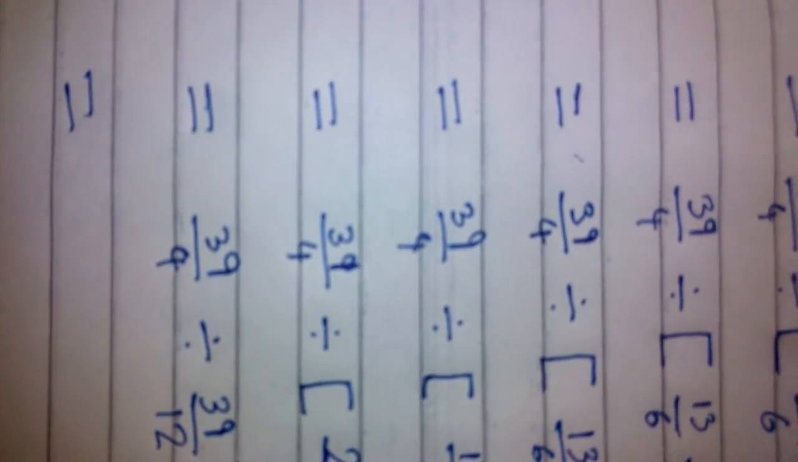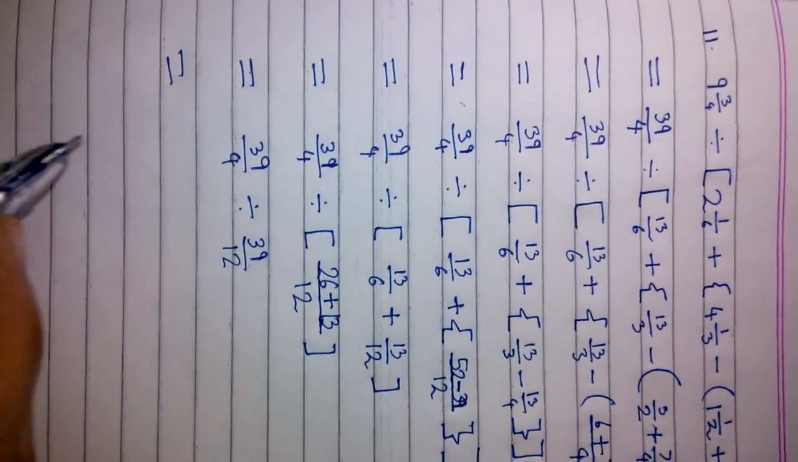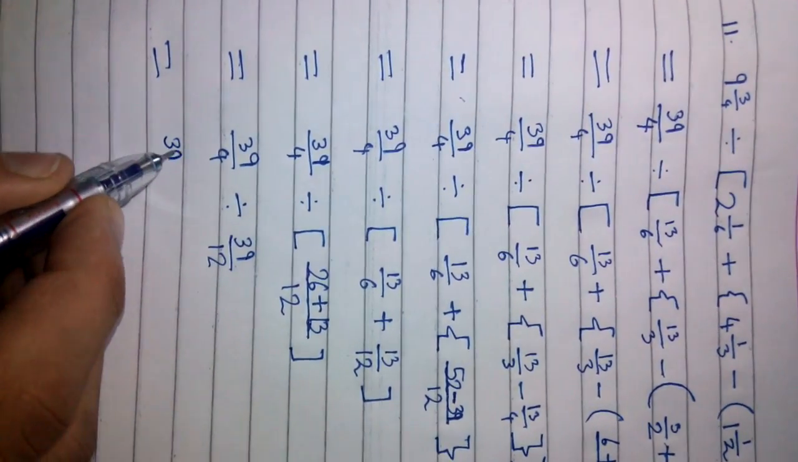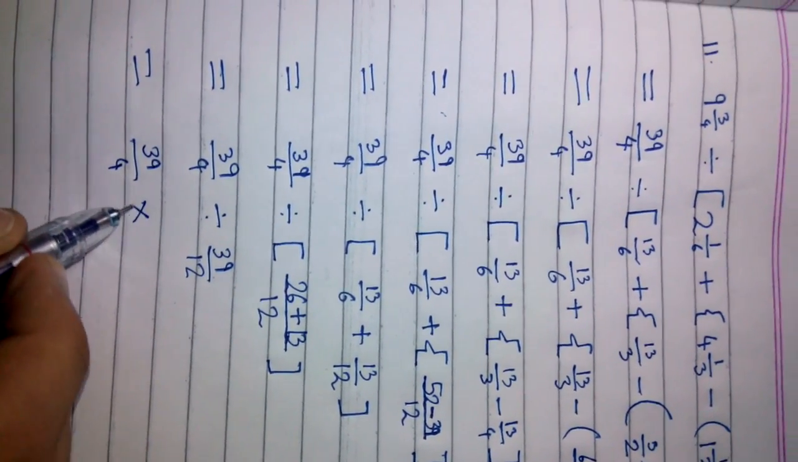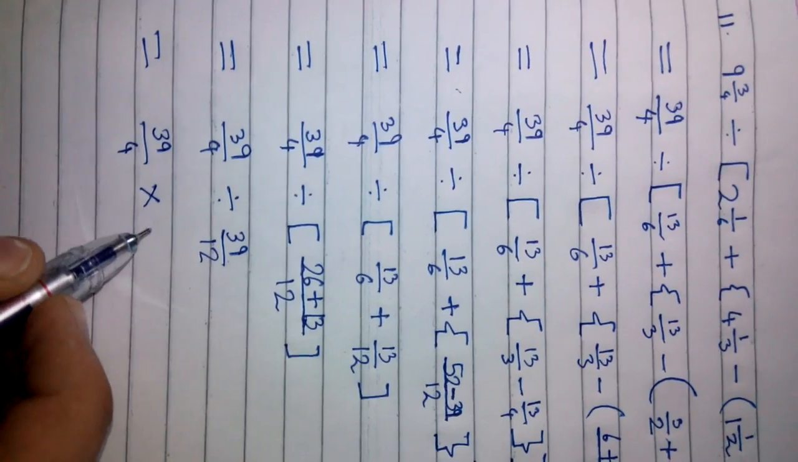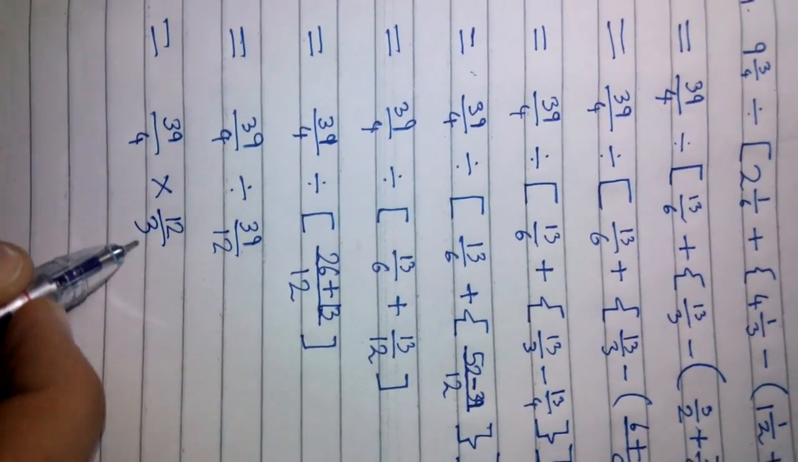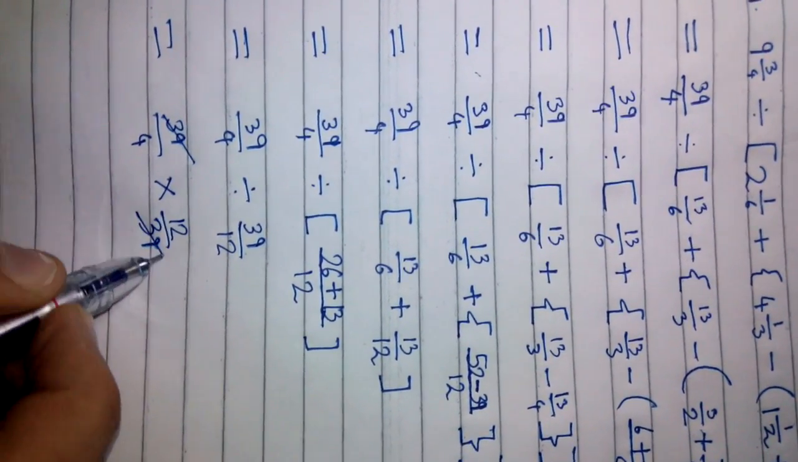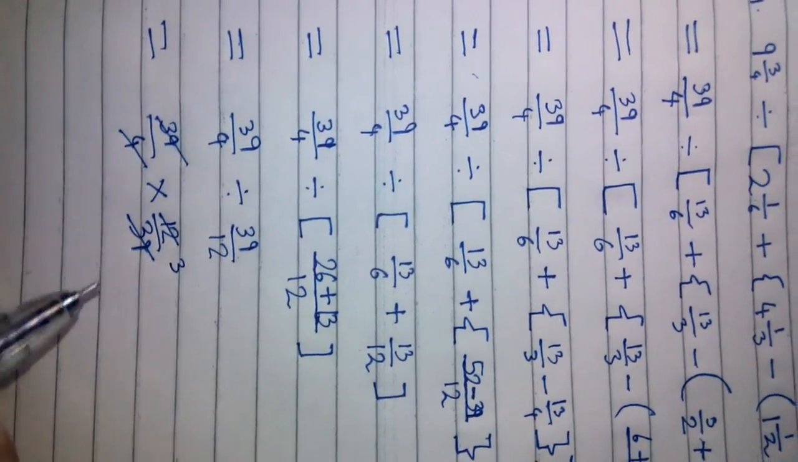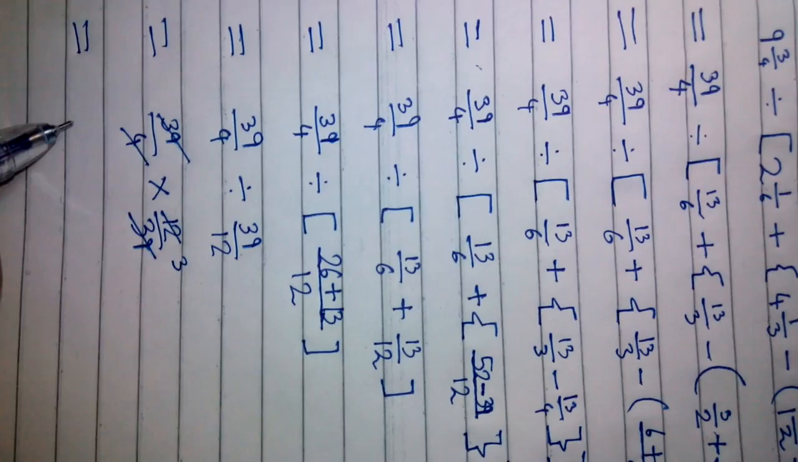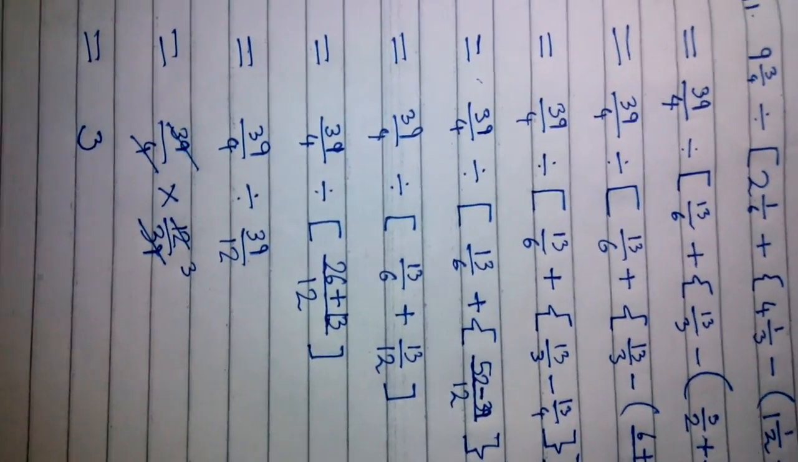The final step. Alright, the final step. 39 by 4, and then of course the reciprocal and the multiplication sign. So by 39. 39, 39, let's cut. And 4, 3, 12. So, the answer will be 3.